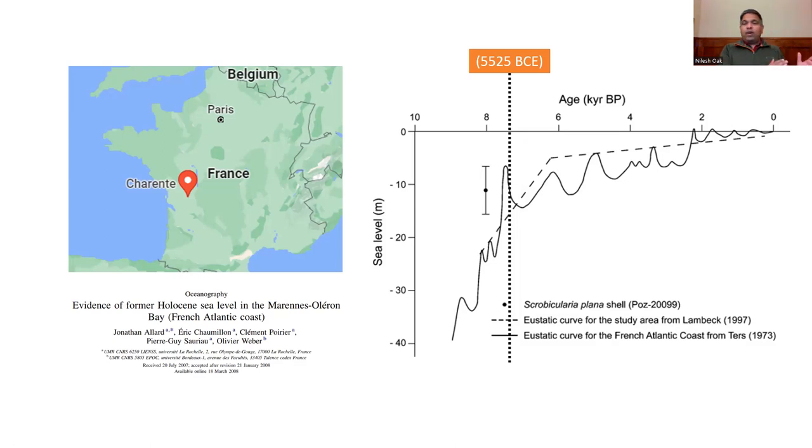If I go further to the left, just a little bit, maybe for 7,500, then that's like the peak of this curve from the 1973 paper. The bottom line is it corroborates, it validates a sudden sea level rise at that time, even in France. That is the takeaway. Let's go to Sundaland, which is what?